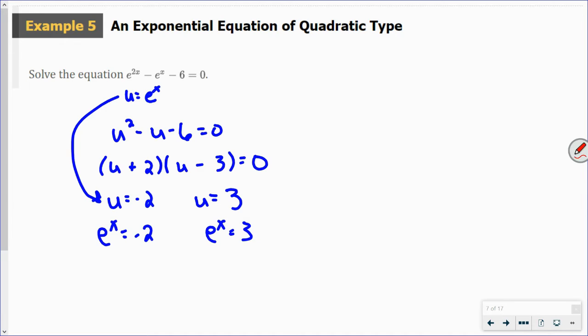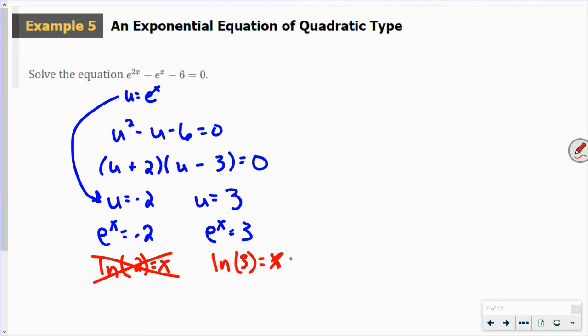Now, in solving this, we have to rewrite it as logarithmic. It's exponential, so the inverse is ln. So we have ln of negative 2 equals x, and ln of 3 equals x. Now, if you remember about the domains of logarithms, you cannot have anything 0 or less in here. So this would actually create no solution.